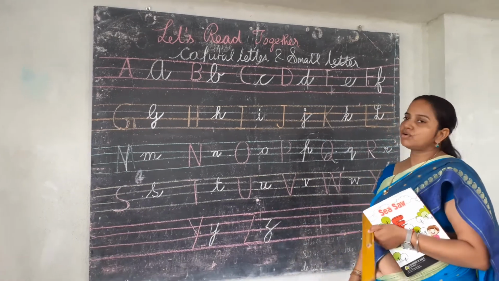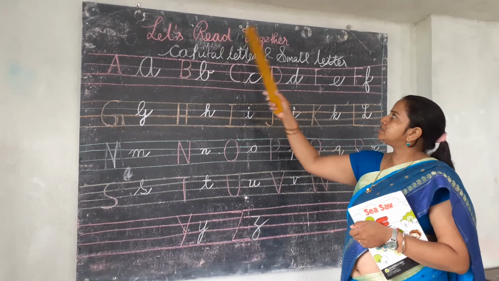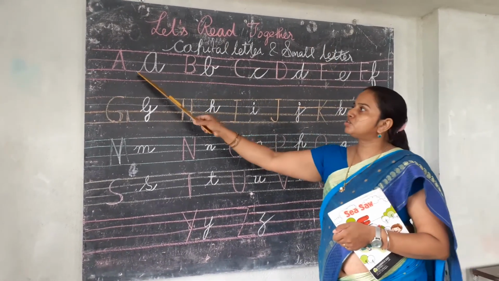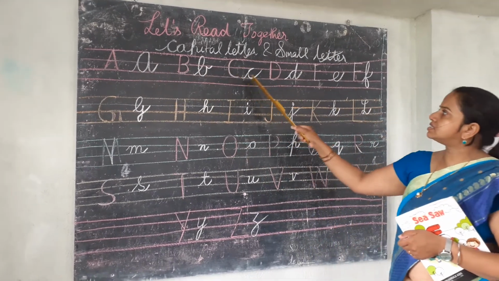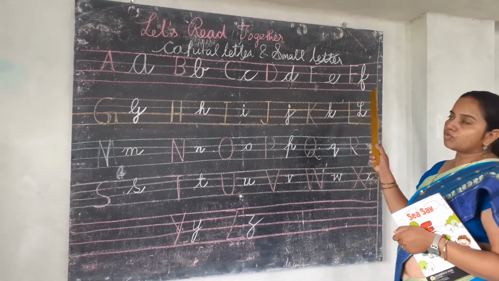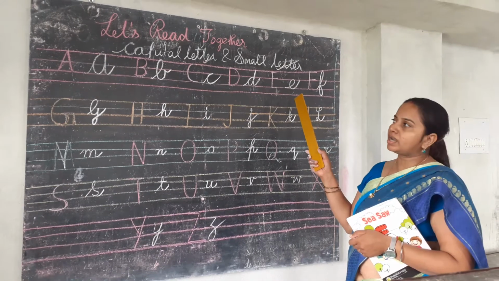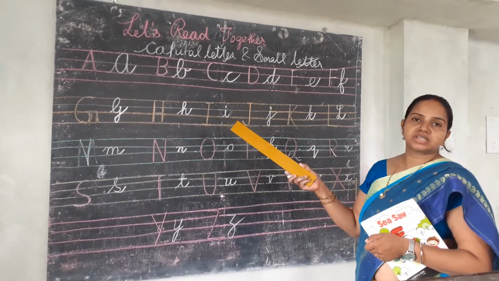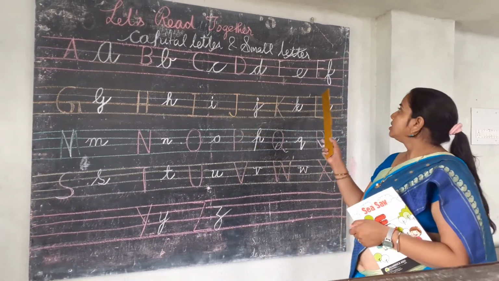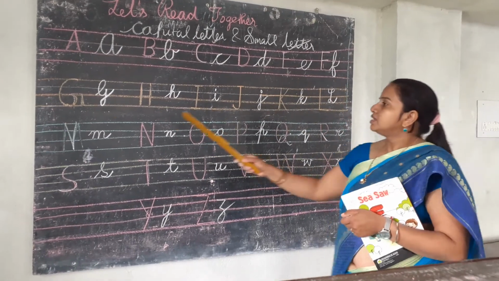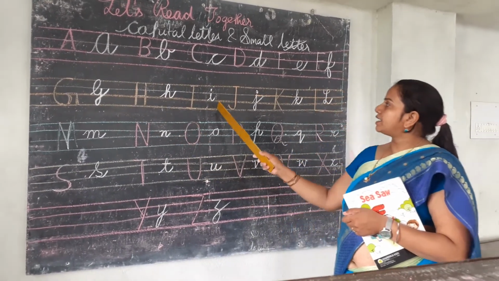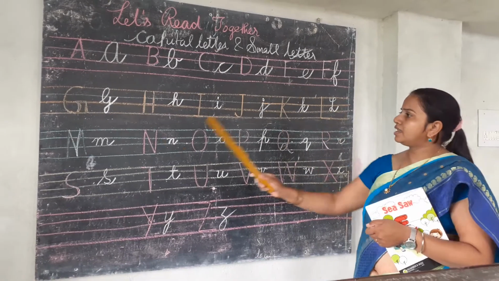Okay? This is how you write the capital letter and your small letter. We have written together A, B, C, D, E. The one which is in white color is your small letter. And the one which is colorful is your capital letter. Then similarly we have F, then G, H, I, J, K, L, M, N.